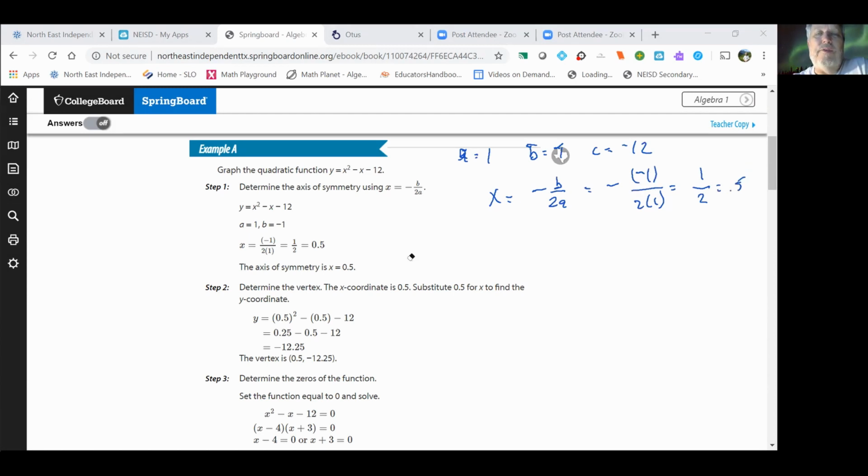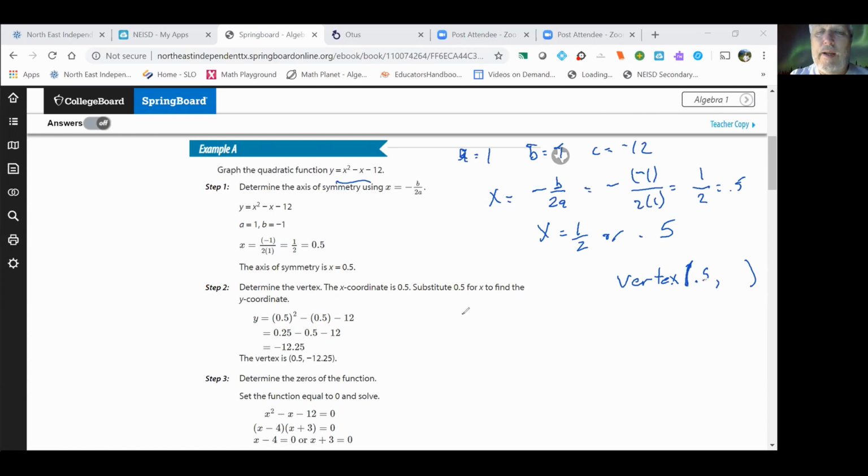After step 1, we know the axis of symmetry is x equals 1/2, or 0.5. But what that really tells us is that the vertex is going to be 0.5, comma, something. In order to find that y value when x is equal to 1/2, we're simply going to plug the 1/2 into the original equation.